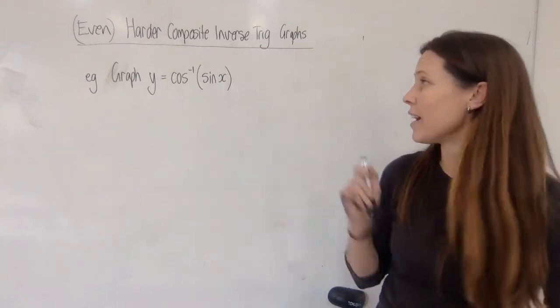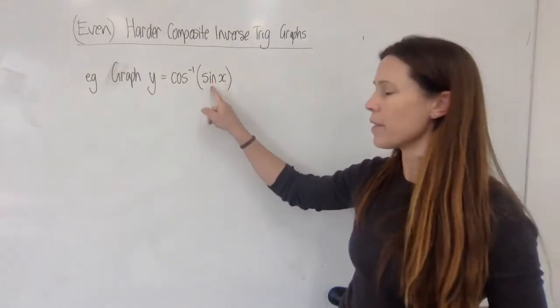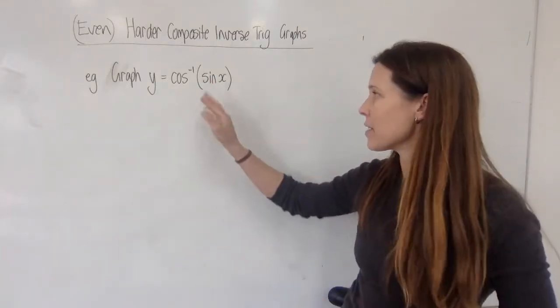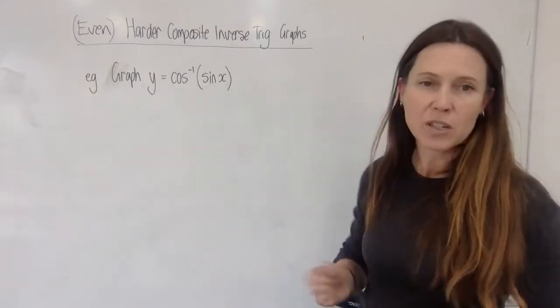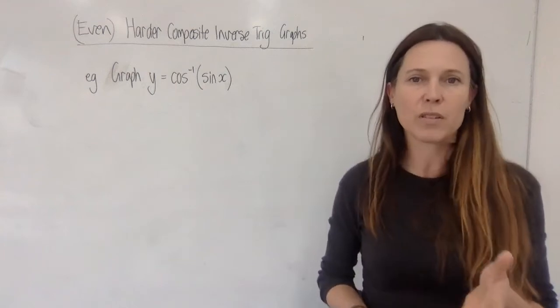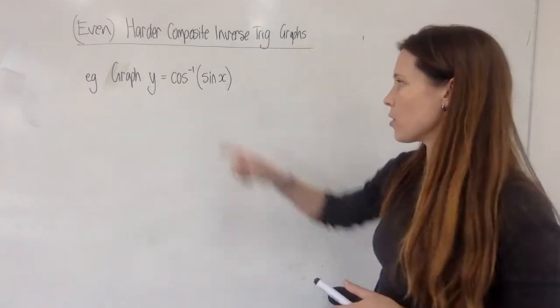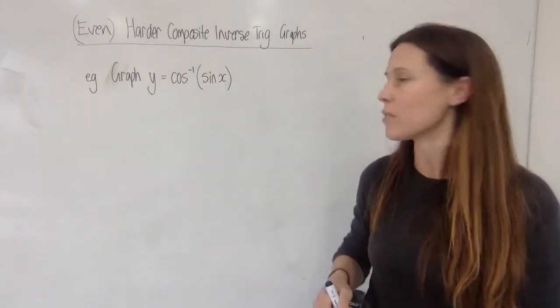Now for some even harder composite inverse trig graphs. In these ones, you've got one bit that's not an inverse and one bit that is, and instead of cos and sine, we've got a mixture here. So the key thing to do here, I think, is to work on something you already know and see if you can transform this into something that you know that's got a couple of other transformations in it.